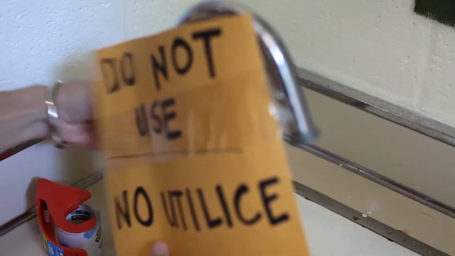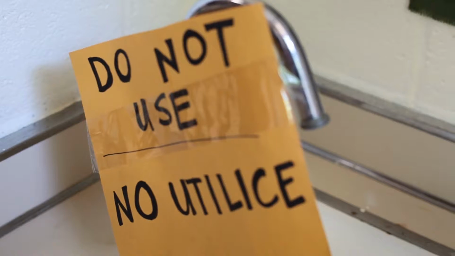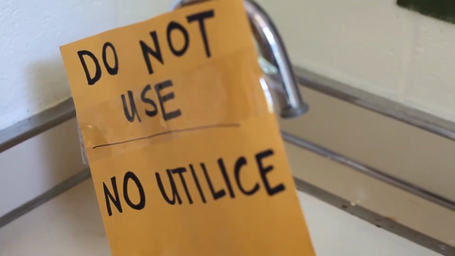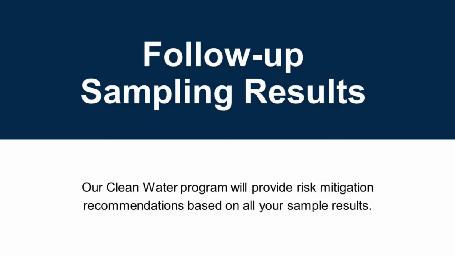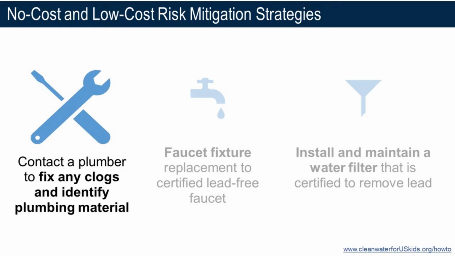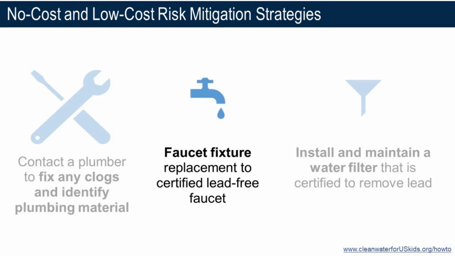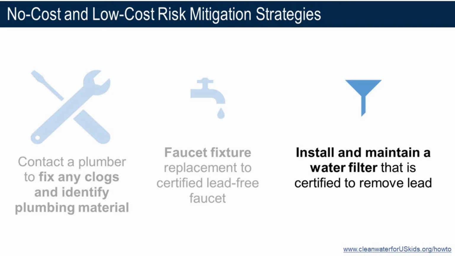While that tap is resampled and it's being analyzed, you want to make sure that you do not use that tap. You will place a do not use sign over the tap to ensure that no children or staff are using it. We will use follow-up sampling results and the results from the initial sampling to provide risk mitigation recommendations. 3 recommendations are: 1, to contact a plumber and make sure you don't have a clog or an issue with the pipe. 2, to potentially change your faucet fixture, which may contain elevated lead. And 3, to install and maintain a filter that is certified to remove lead.